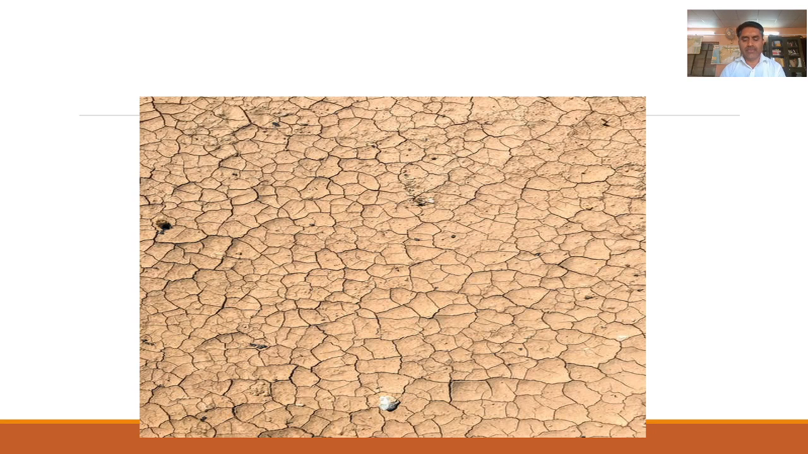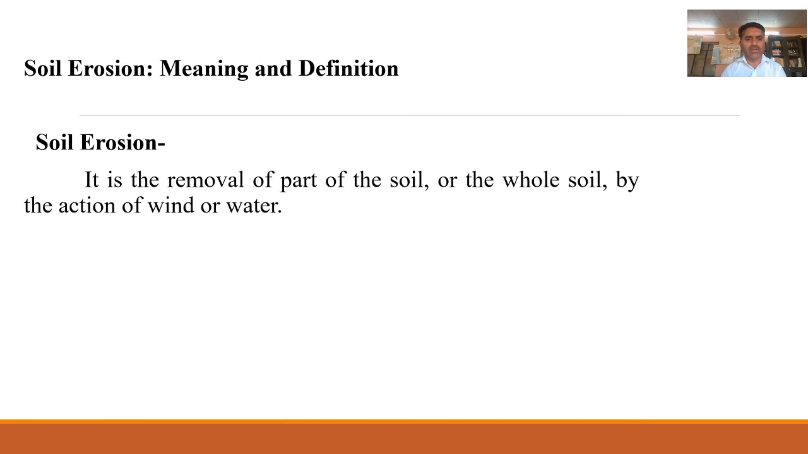This is the pictorial presentation of the soil, or you can see there is a picture of the soil which is found in the field or on the surface of the earth. So let us see what exactly soil erosion means. Soil erosion is nothing but the removal of part of the soil or the whole soil by the action of wind or water. As you know, soil is a resource, and this soil is useful for the production of any crop.